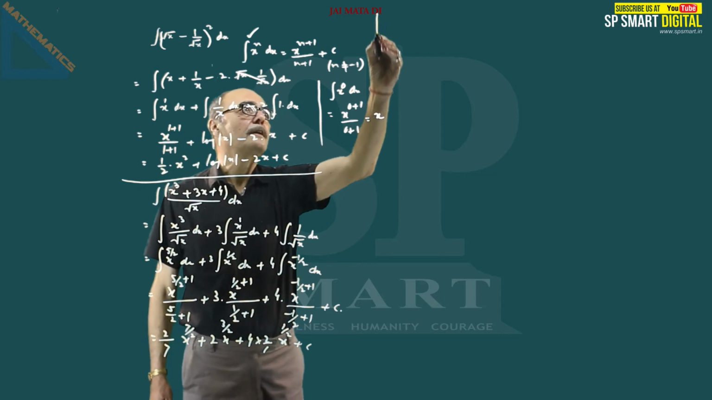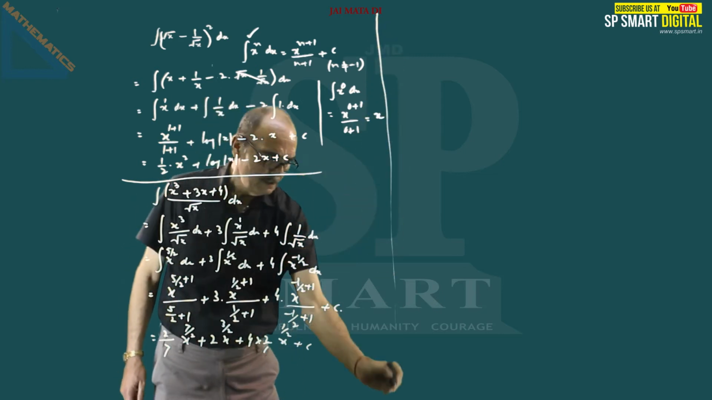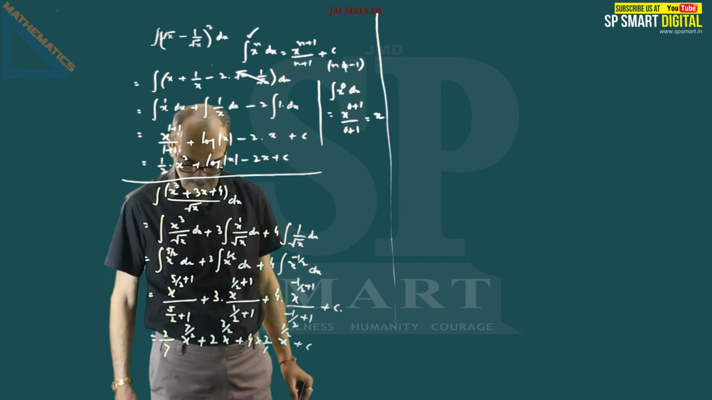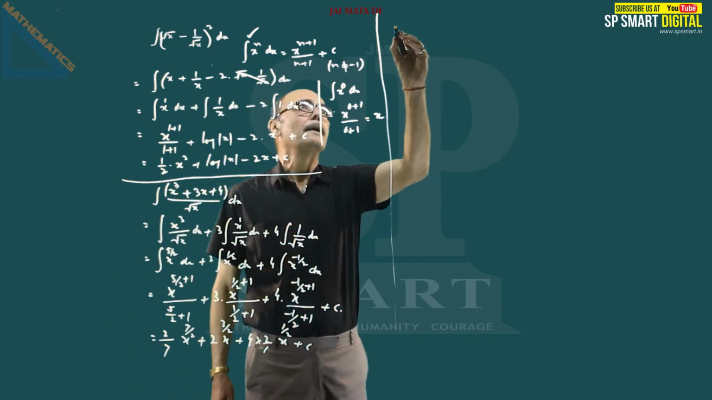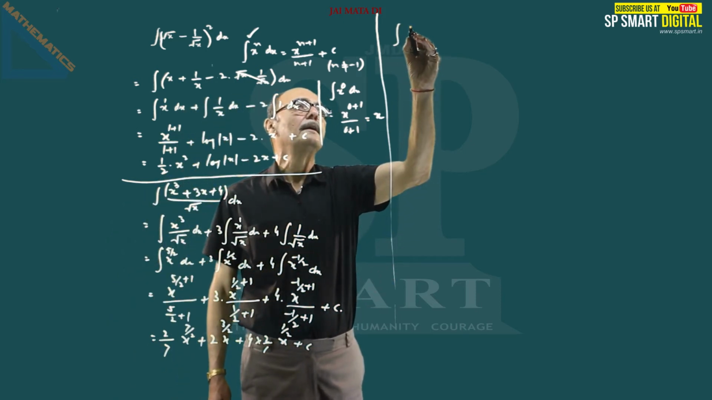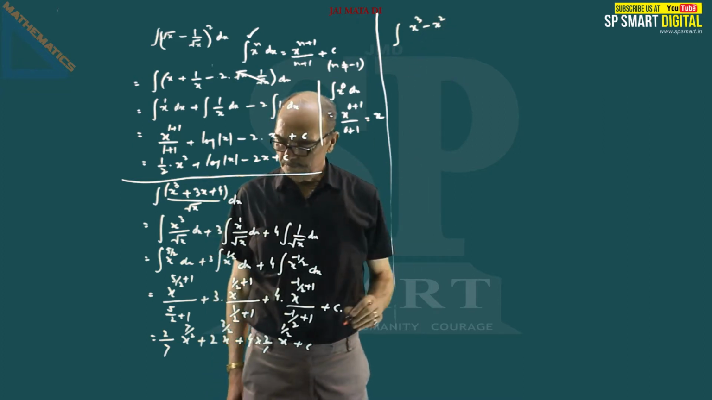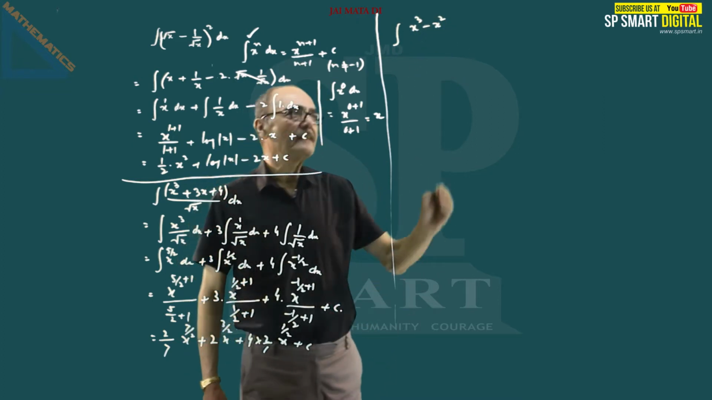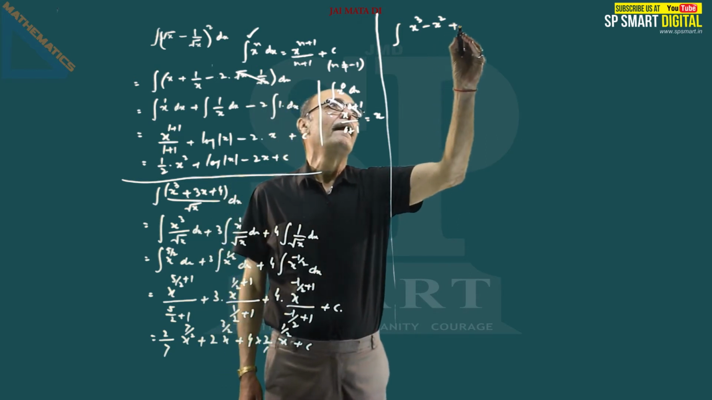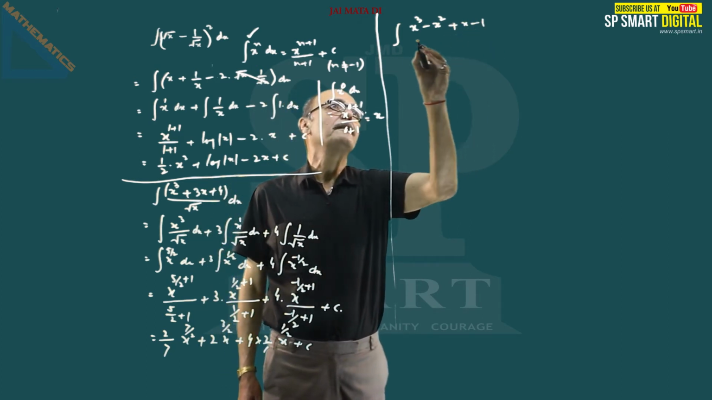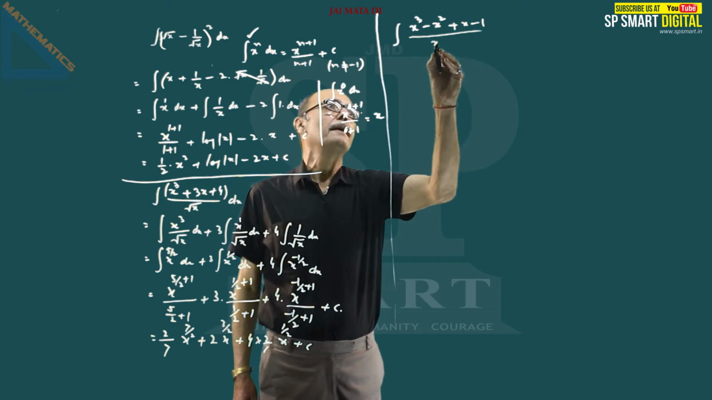Coming to the next problem, we have the integral of (x cube minus x square plus x minus 1) divided by (x minus 1).